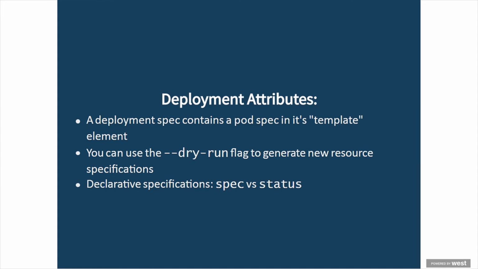Some other things to note from this section: you can use the dry run flag to generate new resource specifications without performing API operations directly. And Kubernetes uses a declarative style specification for comparing the spec and the status, allowing you to set it and forget it, which hopefully makes a lot of your coding more simple because you can, to some extent, rely on services to be highly available.